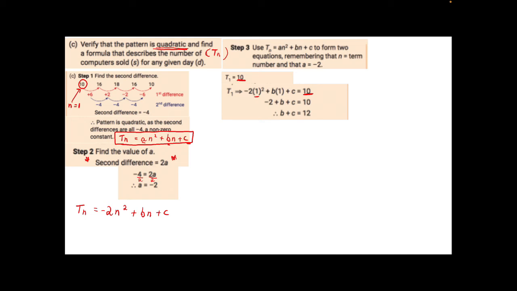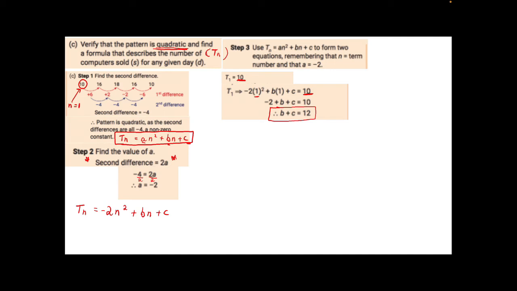Okay, so substituting that into our general sequence, we get -2 times 1 squared plus b times 1 plus c equals 10. All right, let's group together our like terms and solve this out. -2 times 1 squared gives us -2, plus b times 1 gives us b, plus c is equal to 10. And then bringing our 2 to the other side of the equation leaves us with b plus c is equal to 12.